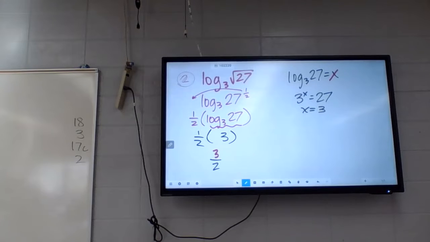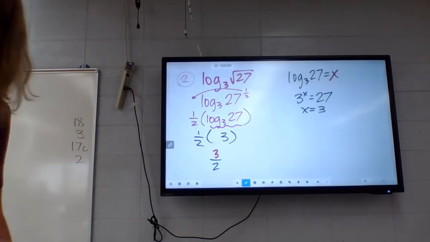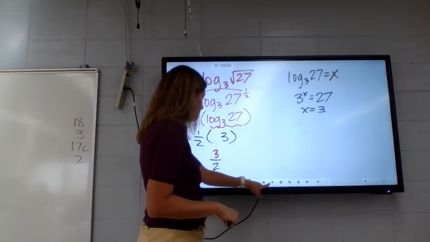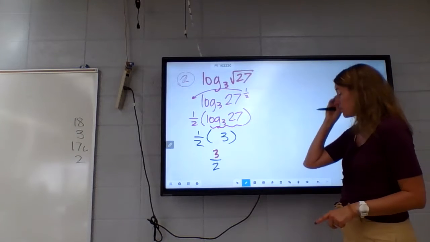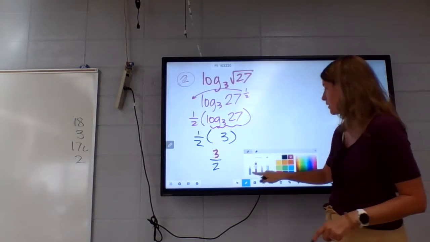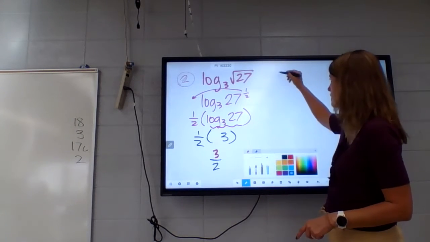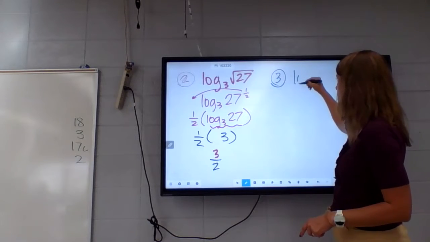Are we okay on 4? The base is the same, so you just end up with a power. Oh, I skipped 3, sorry. I'll do 3. I would say 3 is the tougher one in comparison. But hopefully you realize that there's something we can do with our properties.